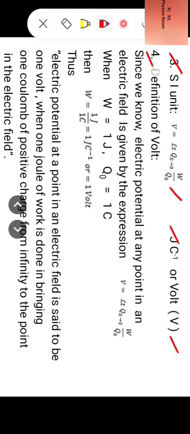Now the definition of volt. Since we know electric potential at any point in an electric field is given by the expression V is equal to W by Q naught, limit Q naught approaches 0, when W is 1 joule and Q naught is 1 coulomb, then V is equal to 1 joule divided by 1 coulomb, or 1 joule per coulomb or 1 volt.